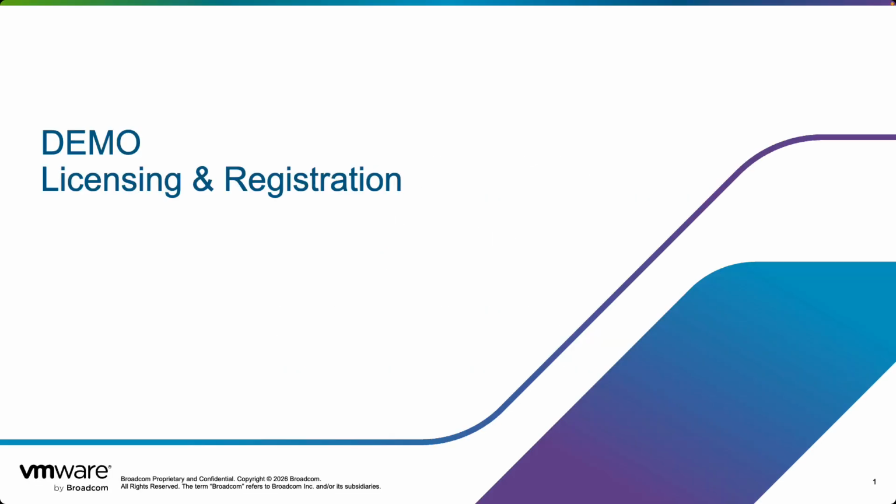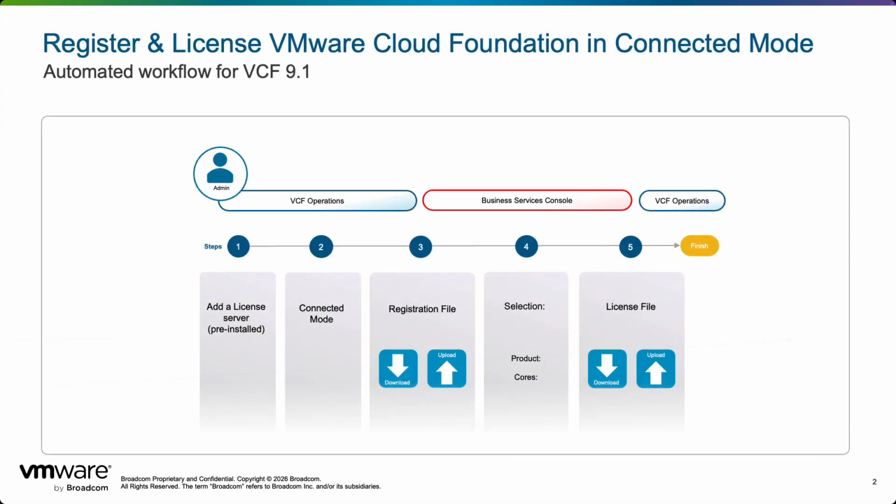Welcome to this VCF 9.1 licensing demonstration, where we'll run you through the steps to register and license your VCF 9.1 environment. Before we start, let's just take a quick moment to look at the workflow which automates the licensing registration process. From VCF 9.1, a new license server is pre-deployed and configured as part of a new or upgraded VCF 9.1 deployment.